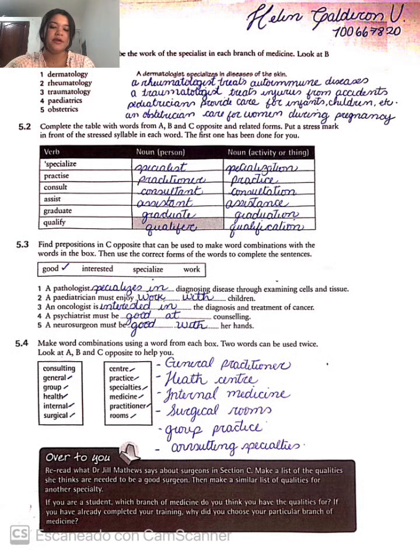We're going to start with Unit 5, which is called Medical Practitioners Part 1. The first exercise: write sentences to describe the work of the specialist in each branch of medicine. A dermatologist specializes in diseases of the skin. A rheumatologist treats autoimmune diseases. A traumatologist treats injuries from accidents. Pediatricians provide care for infants, children, etc. An obstetrician cares for women during pregnancy.